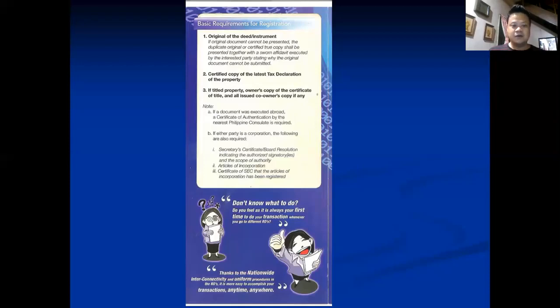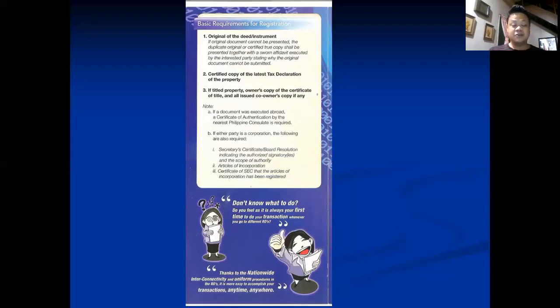Di ba? Now, if a document was executed abroad, a certificate of authentication by the nearest Philippine consulate is required. So meaning, even if you are not here, di ba, you can continue with the transaction even if you are abroad. But you have to have the document, now it is called apostille, before the consulate or embassy in that foreign country. Di ba?